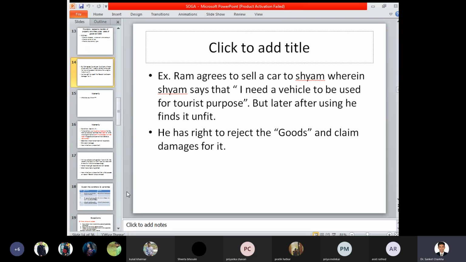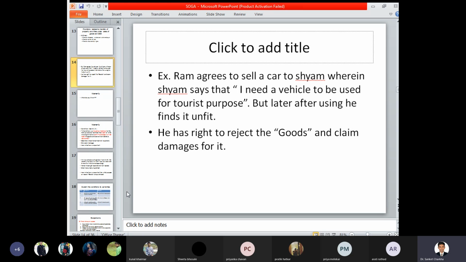Now, an example: Mr. Ram agrees to sell a car to Mr. Sham, wherein Sham says that he needs a vehicle to be used for a tourist purpose, but later after using it, he finds it unfit. So he has the right to reject the goods and claim damages for it. Here, Ram and Sham are the two parties, and Ram agrees to sell a car to Mr. Sham. Sham has specifically mentioned that the vehicle must be fit for the tourist purpose only.